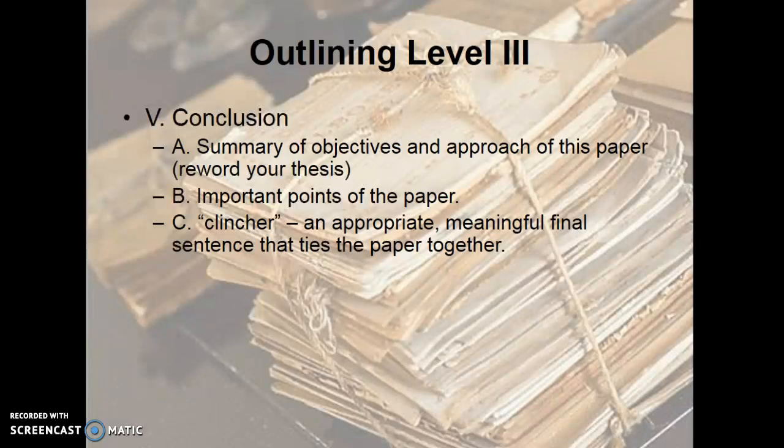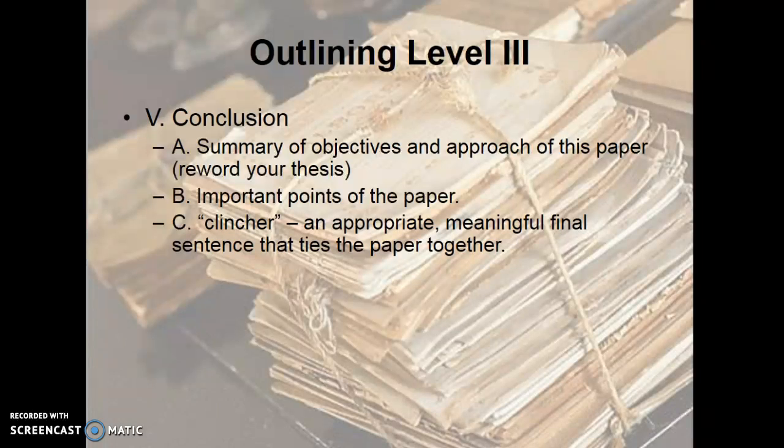Okay. So here we have a level 3 outline of our conclusion. I'm going to show you the level 2 and then level 3. So in our conclusion, and again, this is something you should have in every conclusion, we're going to have A, a summary of our objectives and approach of this paper. So we're going to reword the thesis. B, the important points of the paper.